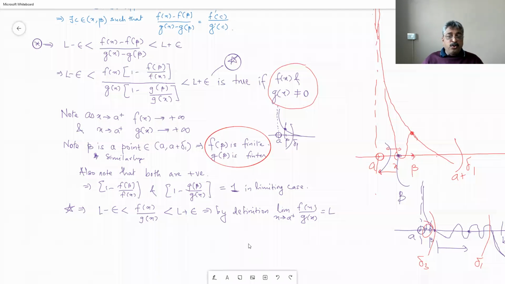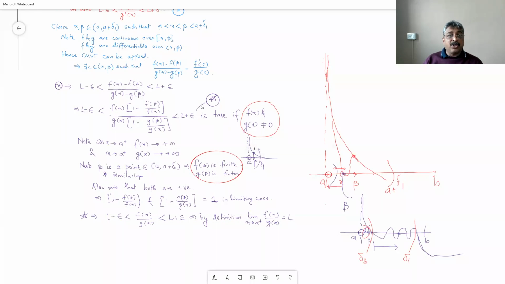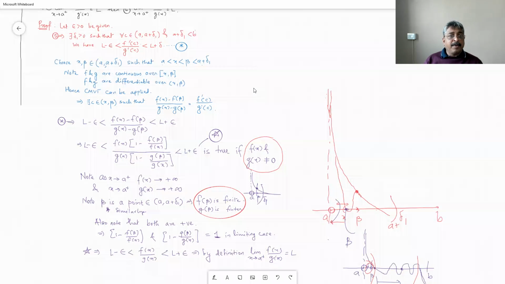But the essence of this proof is to convert Cauchy's mean value theorem into the definition of limit. That is why Cauchy's mean value theorem is extremely important and useful. Now the variants of this L'Hopital's rule will fall in place because they are just different definitions of limits we have to use to prove them.